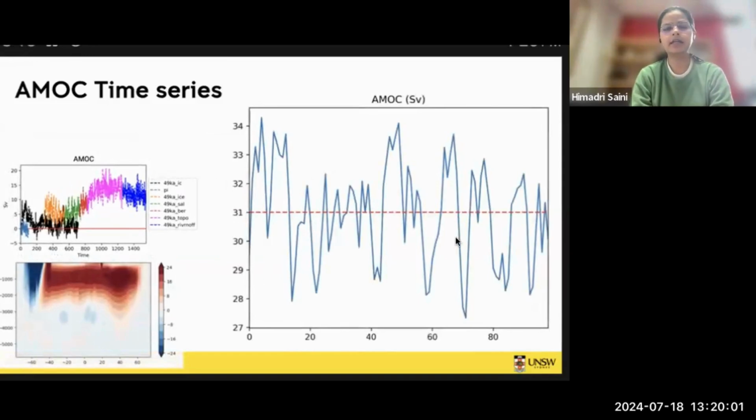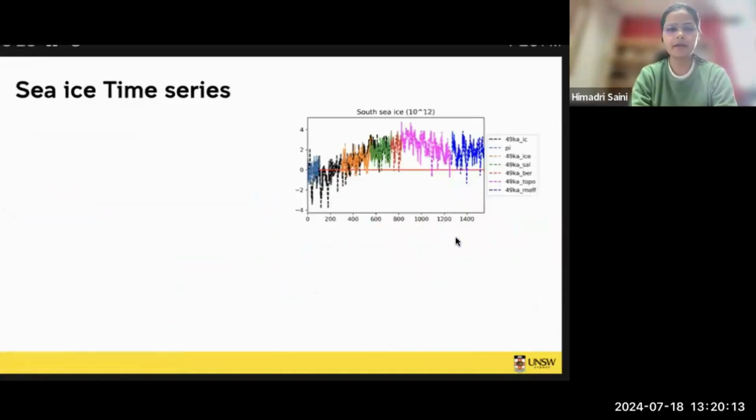And if I look at the last 100 years, then it stabilizes to around 30 months sword drop, which is quite high compared to the glacial simulations that have been performed with other models. For sea ice time series, let's just focus on the full evolution of the southern sea ice. We see some increase compared to pre-industrial, but with large variability, of course.